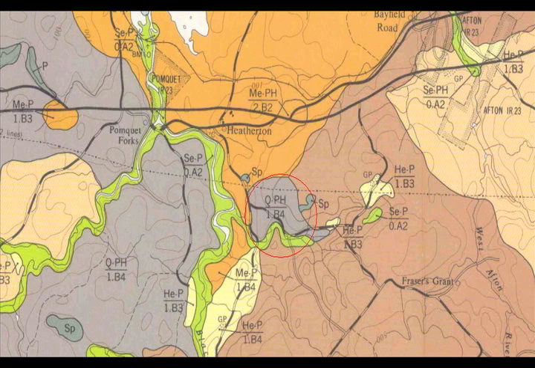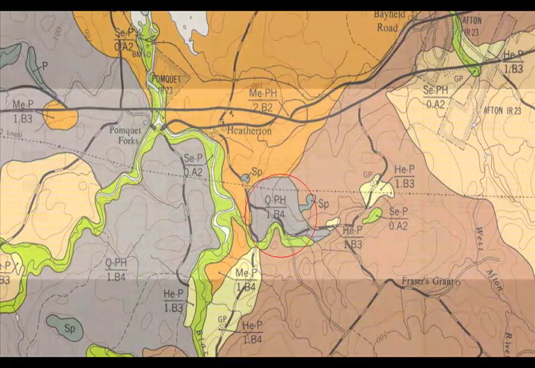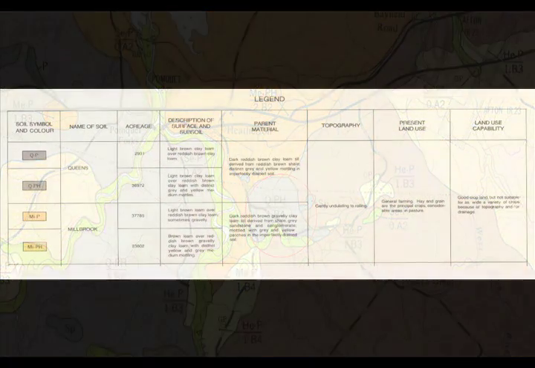On the soil survey map, different soil types are depicted using various colors and symbols. In the example shown, the soil type is depicted using the color purple and the symbol QPH. Using the legend on the side of the map, the soil series can be identified as a queen soil.